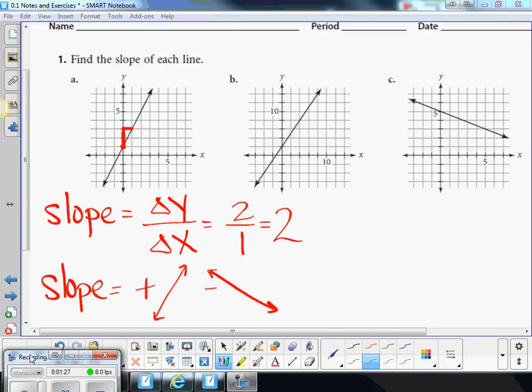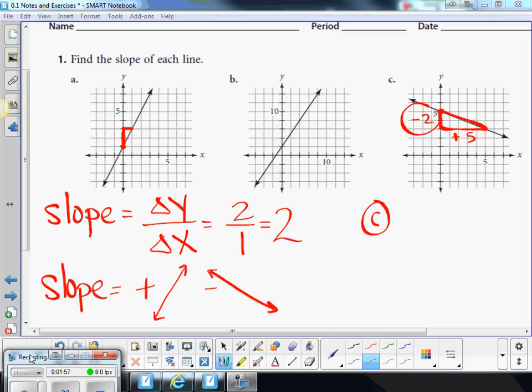Let's go all the way over to C, actually. So here's a nice point to work with. Here's another nice point to work with. What you can make is what's called a slope triangle. You're basically just turning this line into a little triangle like that. Okay? This is down 2, so it's negative 2. It's right 5, so it's positive 5.